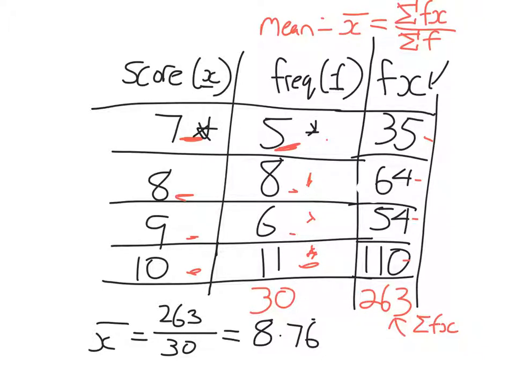You make this new column times each score by its frequency, add them all up, then divide by the sum of the frequency column, and that gives you your mean.